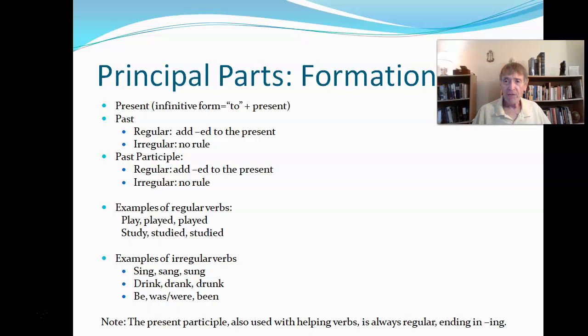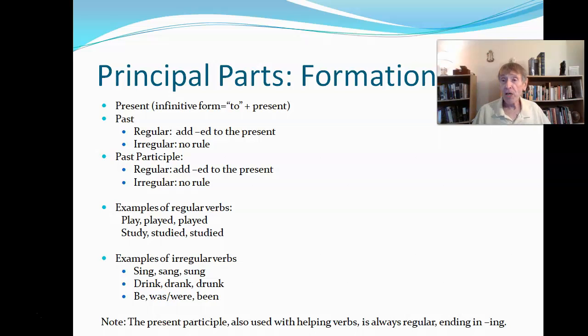So if it's not ed, then the dictionary has to tell you what it is. You might have to look it up in the dictionary or in a book. So we know it's sing, sang, sung. Today I sing, yesterday I sang. I have sung. The past participle is the principal part that is used with helping verbs like have and had to form different tenses. Okay?